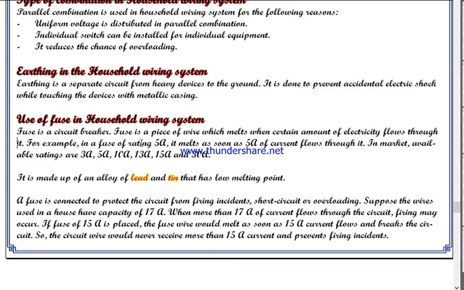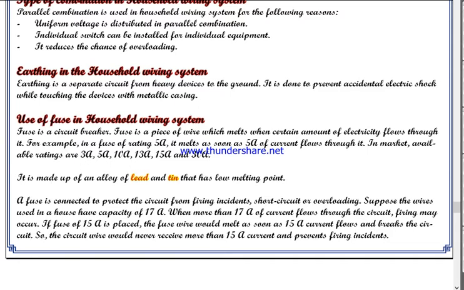For example, a fuse of rating 5 ampere melts as soon as 5 ampere of current flows through it. In the market, available ratings are 3 ampere, 5 ampere, 10 ampere, 13 ampere, 15 ampere and 30 ampere. Any confusion over here?